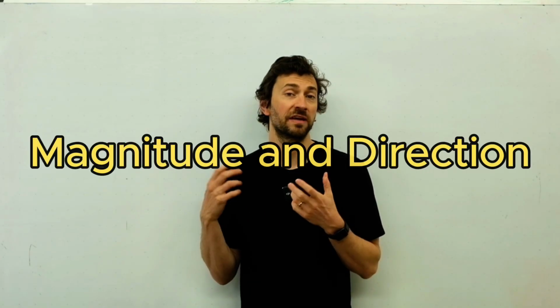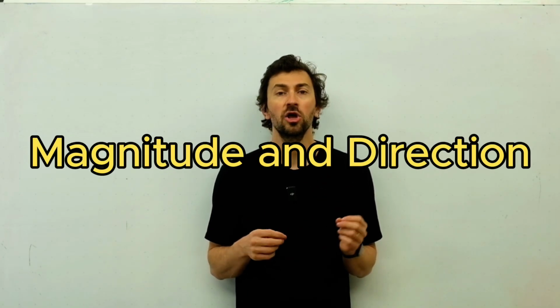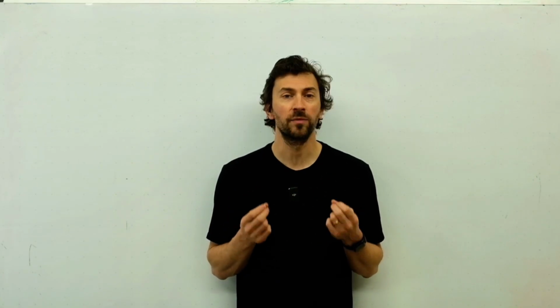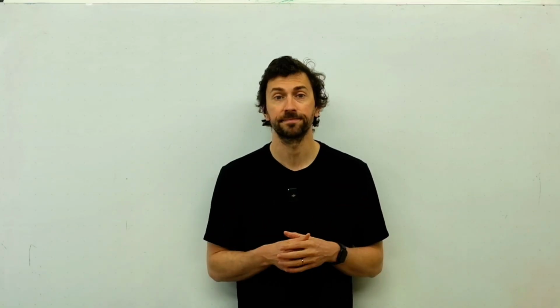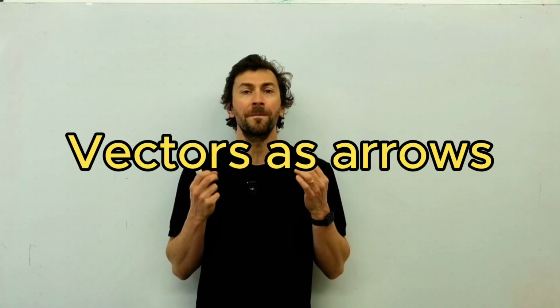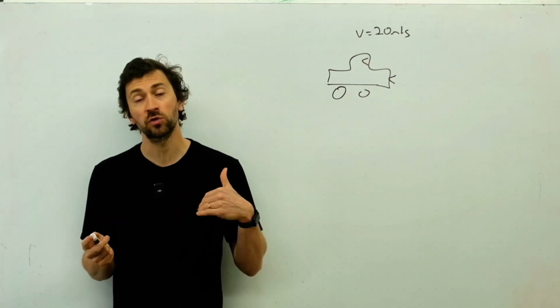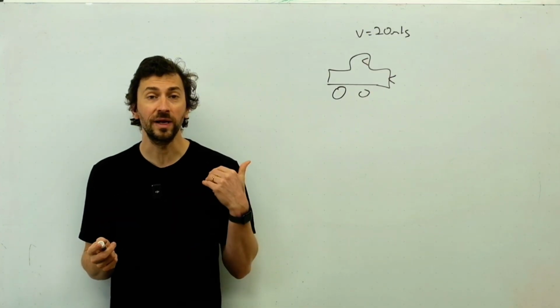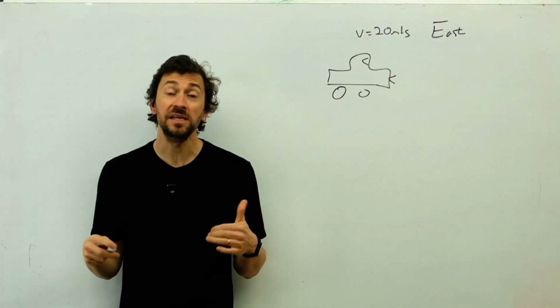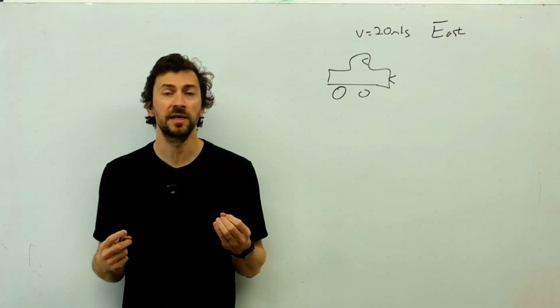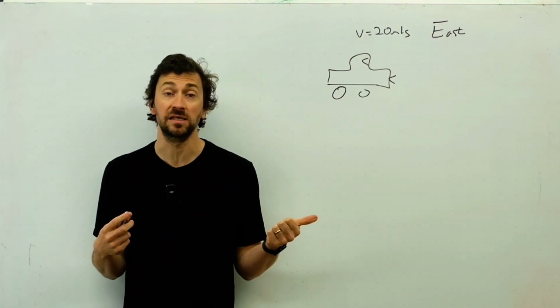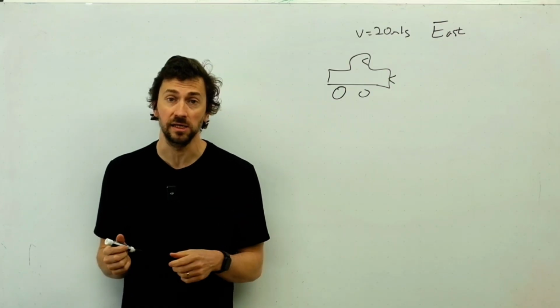We've said that vectors have a magnitude and a direction. So we've got to wrestle with what does it mean that a vector has direction? When we think about vectors, we imagine them as arrows. Here's a car. It's traveling at 20 meters per second, and it's going east. Velocity is a vector, and we might represent it with an arrow pointing to the east. So I'm going to say to the right is the east.